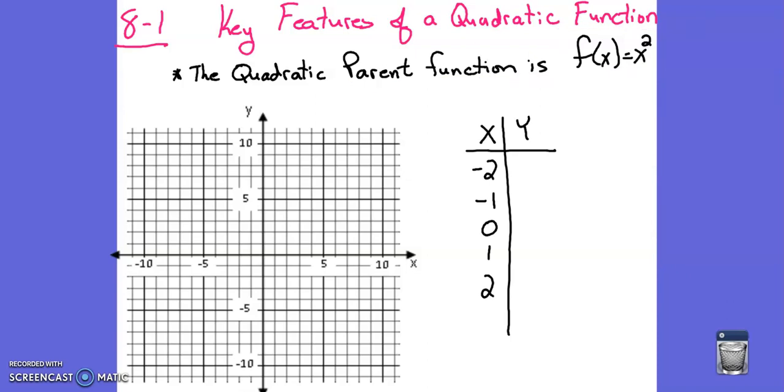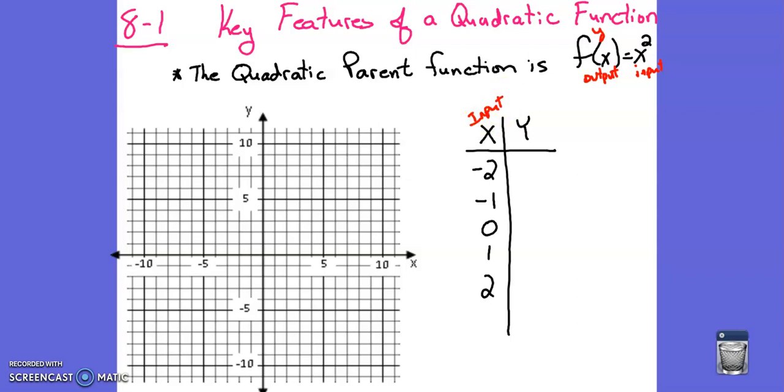So if we wanted to graph this, we would make an xy chart, and we would literally plug in, remember, this is the same as your y. So this is your input, and this is your output, your domain and your range. So again, this is your input, and you can put any numbers. You don't have to put these 5 numbers in. You can put any number in whatsoever. It does not make a difference.